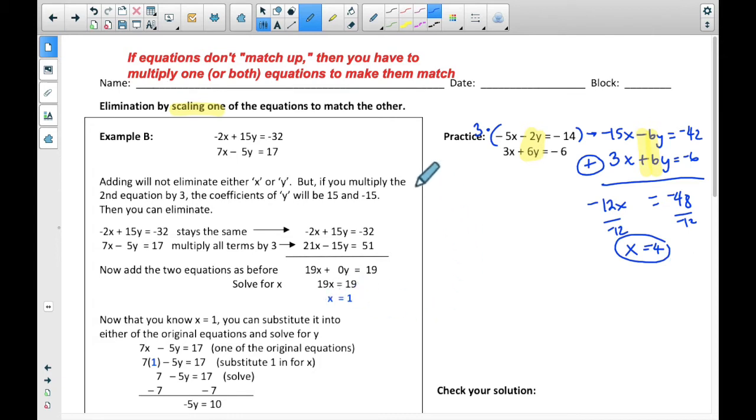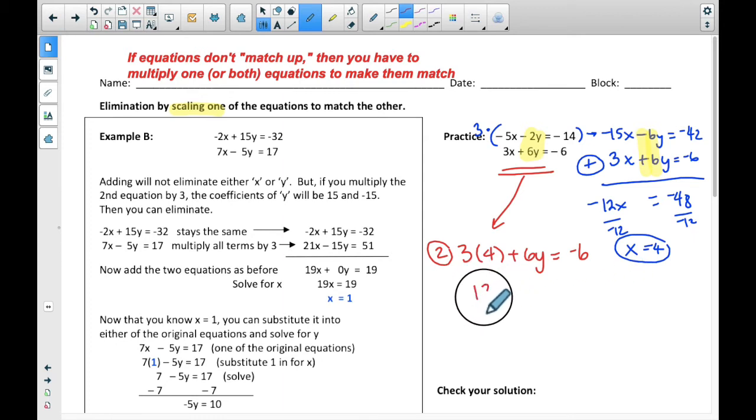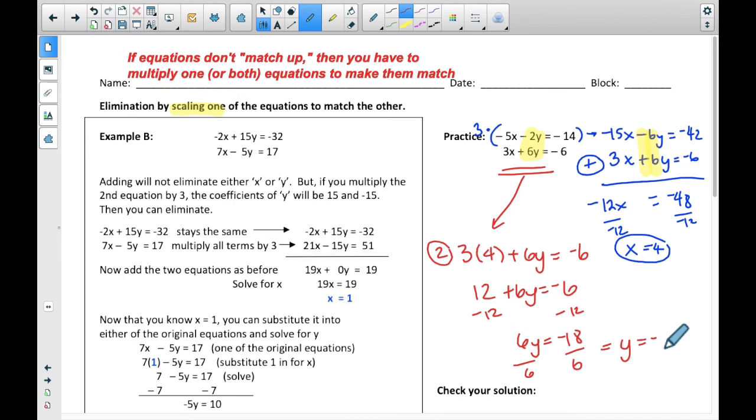So I'm going to plug it in, avoiding the negatives as much as possible. I'll choose equation number 2. So that's going to be 3 times 4, x is 4, plus 6 times y equals negative 6. I just got this equation right here, and I brought it down. Plugged in a 4. So that's 12 plus 6y is negative 6. I'm going to subtract 12 from both sides, and I get 6y is negative 18. Divide by 6, and that gives me y equals negative 3.